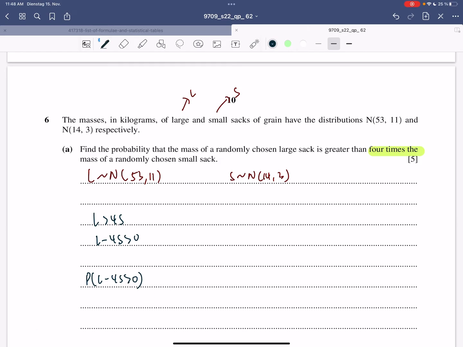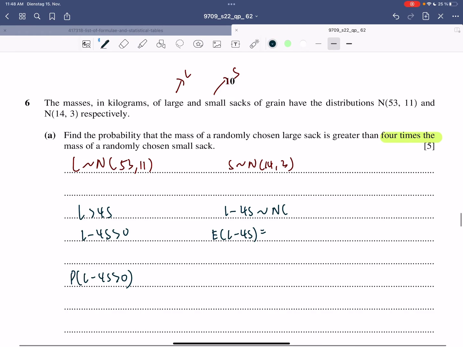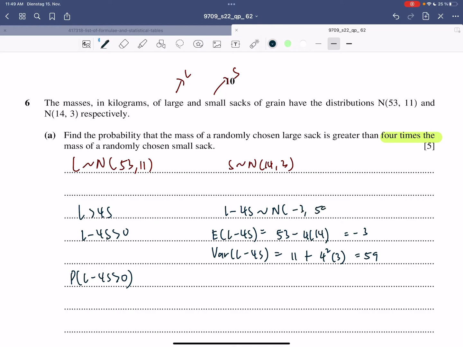So now let's find the distribution of L minus 4S. So the expectation or the mean will be 53 minus 4 times 14, and the variance will be, okay, remember variances are always added, so 11 plus the constant should be squared, so it becomes 4 squared times 3. So we get here negative 3 and then here 59. So we just write it here. Okay.